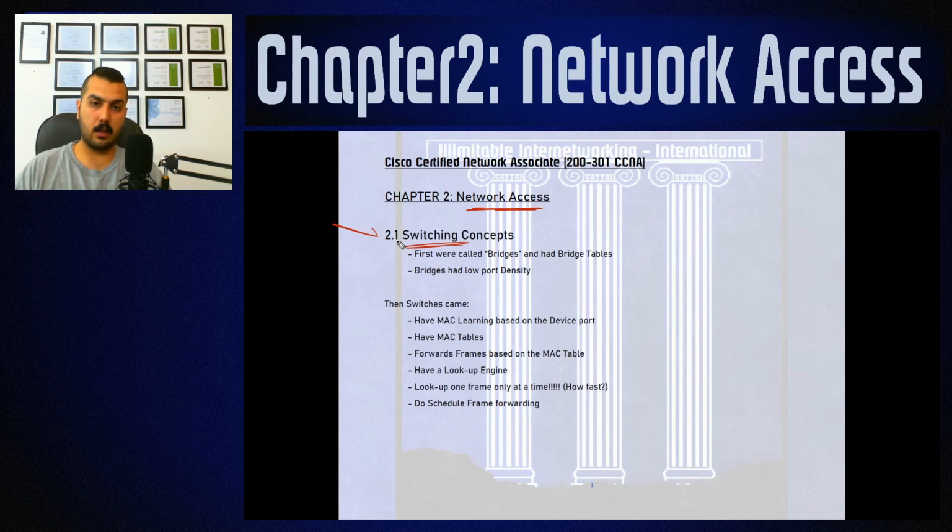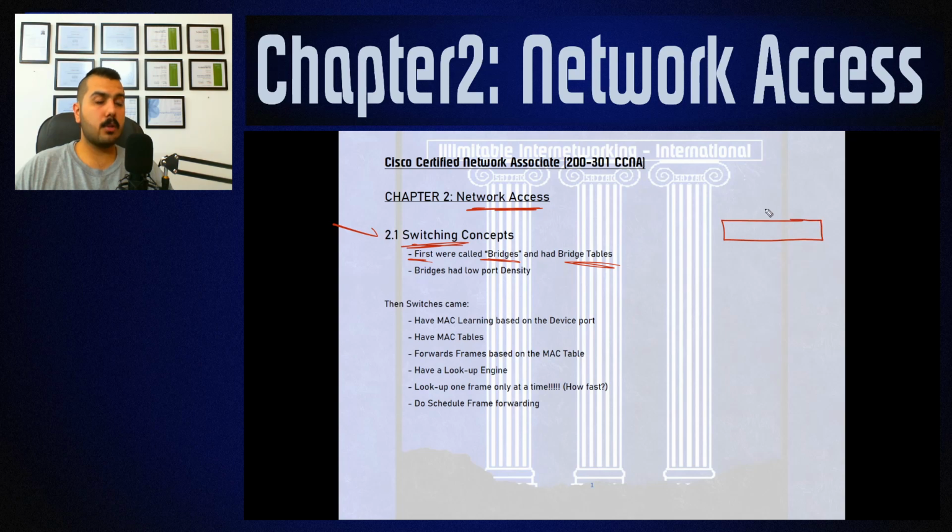Okay, obviously they are switching. What is switching? We will talk about it right now, but first you must know something that is by now obsolete and gone for a few years, which is this first point: switches were firstly called bridges, okay, and had what was called the bridge table.